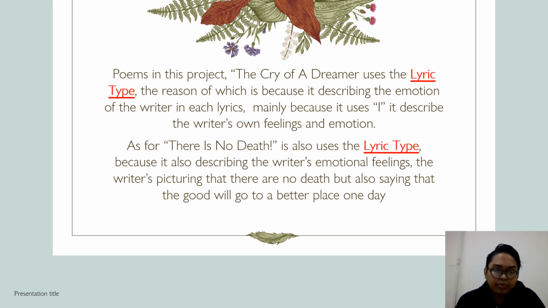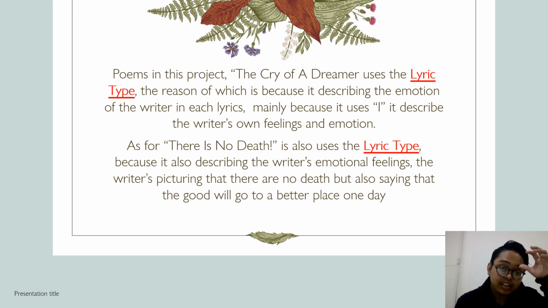So the poem in this project, The Cry of a Dreamer, uses the lyric type. The reason is that it describes the emotion of the writer in each line. Mainly because it uses "I", it describes the writer's own feelings and emotions.